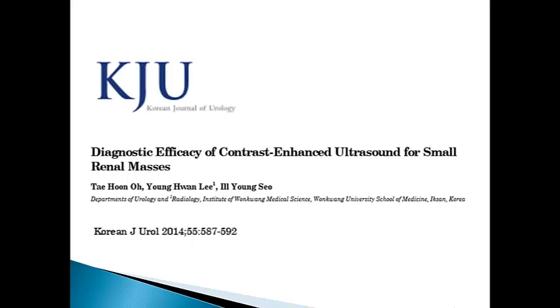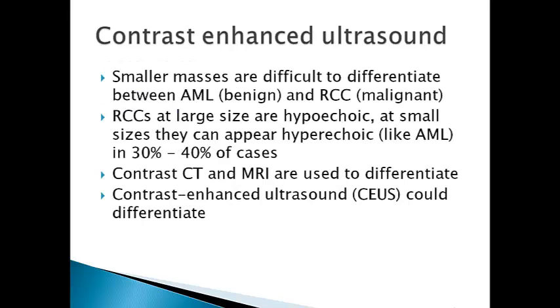The study I'm going to talk about is from the Korean Journal of Urology, published in 2014, and what they used is contrast-enhanced ultrasound for renal masses. So looking at contrast-enhanced ultrasound, why is it important? Well, like I said, it's difficult to differentiate between small RCCs and AMLs. Roughly 30 to 40% of renal cell carcinomas at small sizes are actually hyperechoic, which makes them appear like AML.